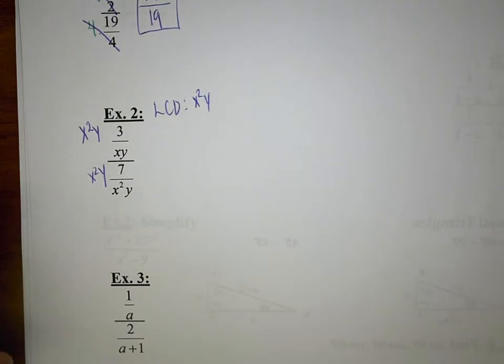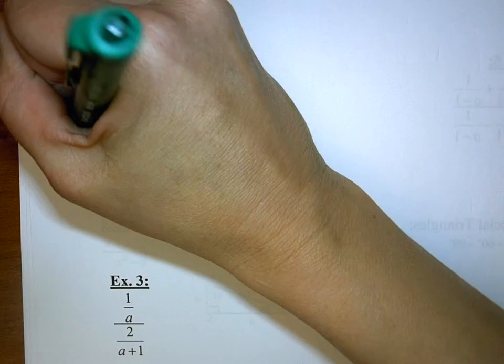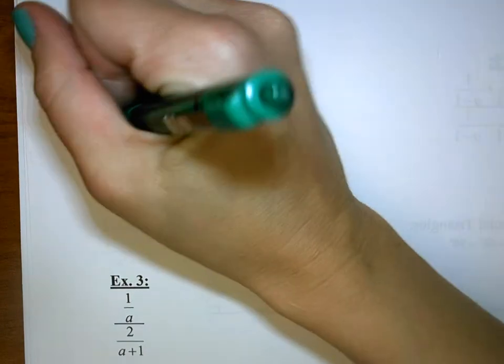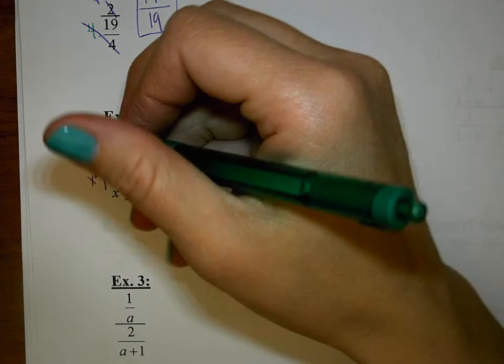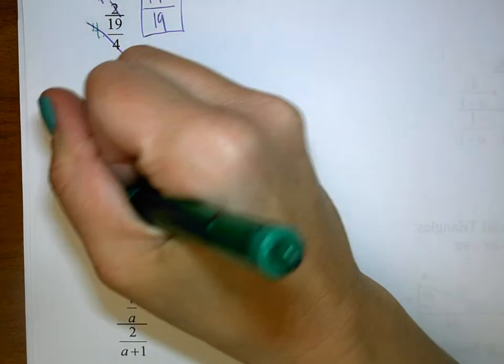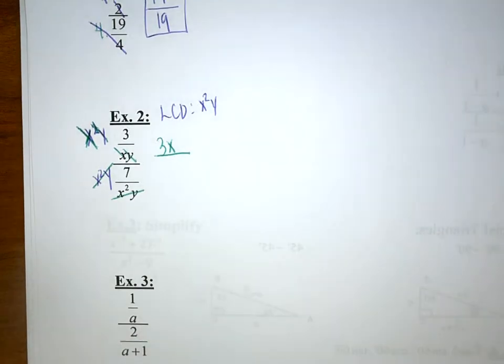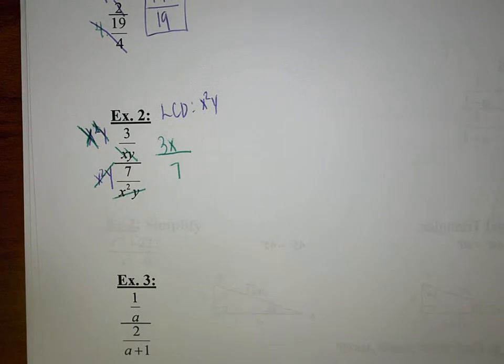Okay, so on the top, what ends up happening? Okay, one of the x's cancel, but I'm still left with an x, right? And then the y cancels. And so what am I left with totally on the top? 3x. Good. The denominator, everything cancels out, and I'm left with 7. Is there anything else I can do? Nope. There's your answer.